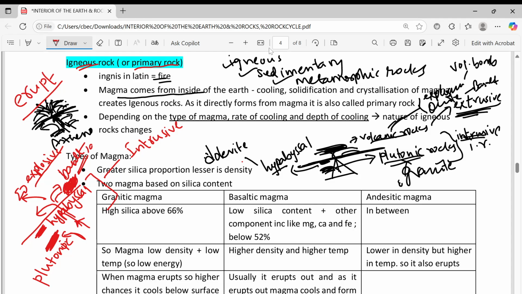Example is basalt, and there is another rock, andesite. And there is plutonic rock. Example, very important, granite. And another example you can say gabbro. And hypabyssal example, dolerite. They will ask for examples.